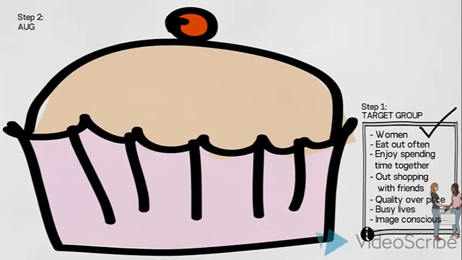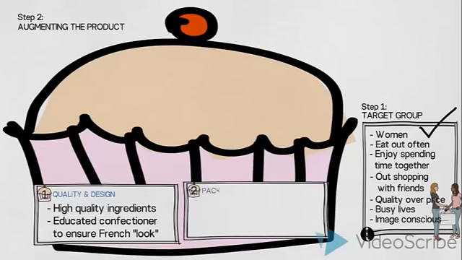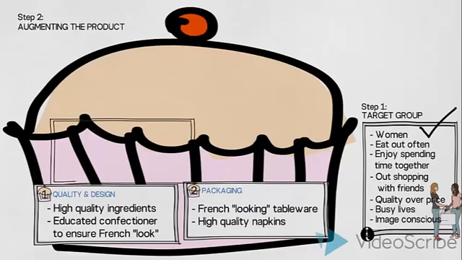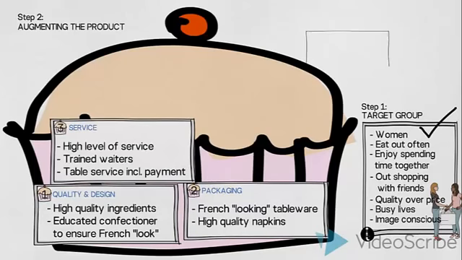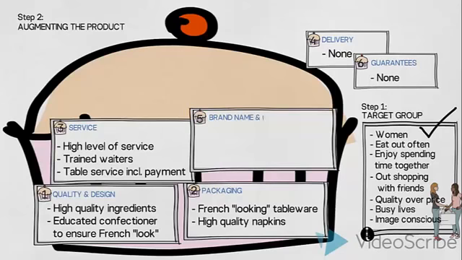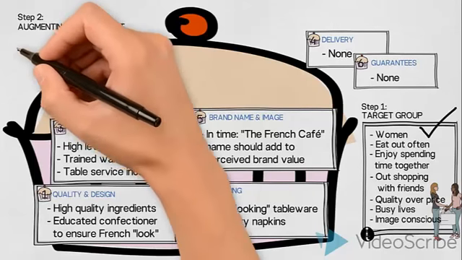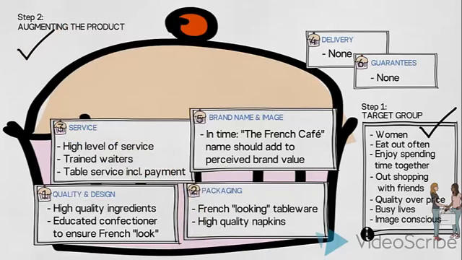On the basis of our knowledge about the target group, we have now defined how we will augment the product, the cakes and desserts. We decided on a high level of quality design and packaging. We decided on a high level of service. We decided not to offer home deliveries or guarantees. And we determined that the brand name and image will, in time, provide added value to our augmented product. This way, we can give the owner of the French Cafe specific details of how to meet the desired target group's needs and desires by defining exactly what to include in the product offering.